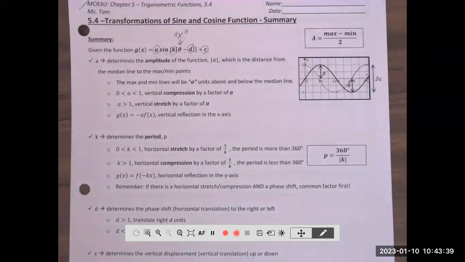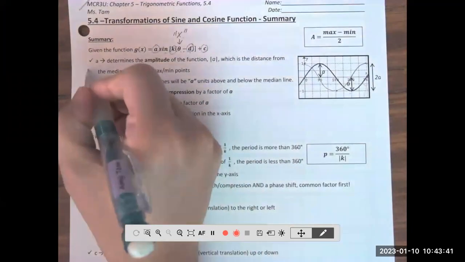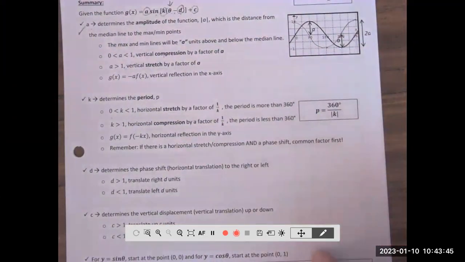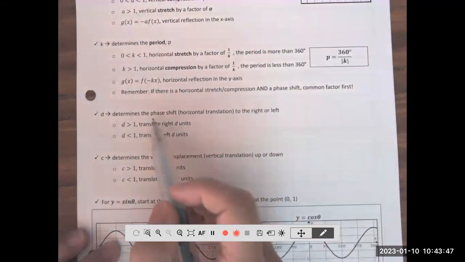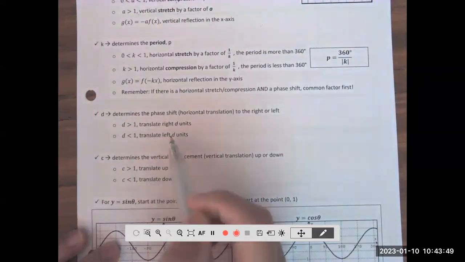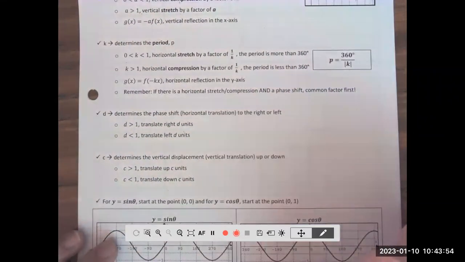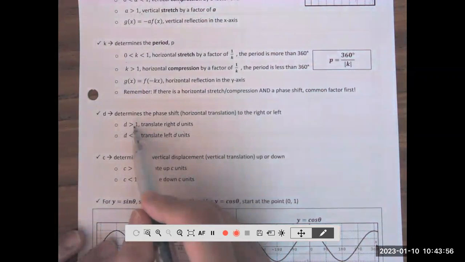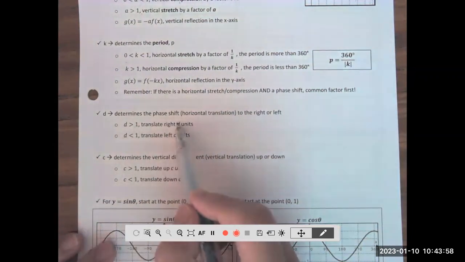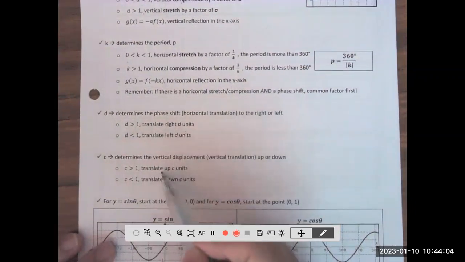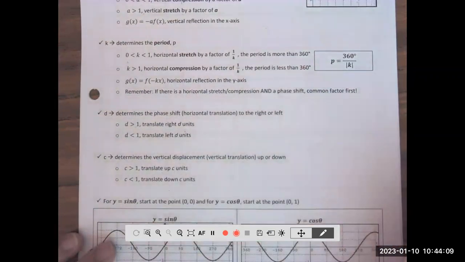Okay, so we've now looked at our A value, so we're good with A. I'm going to skip K for a moment because that is usually the most challenging. I want us to go to D and C. D and C is exactly as you would remember it from all of our other transformations. When D is greater than 1, we move D units to the right. When D is less than 1, we move D units to the left. Same thing with C. When C is positive, we go up C units. When C is negative, we go down C units.